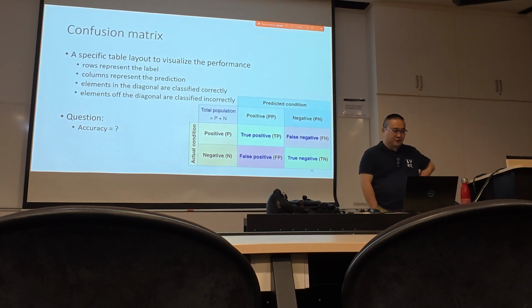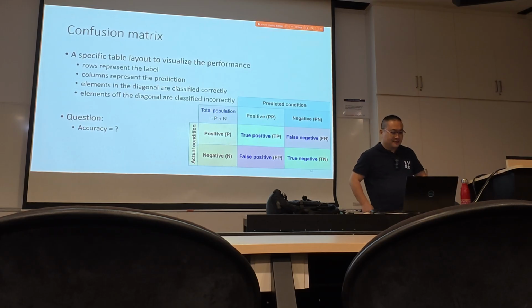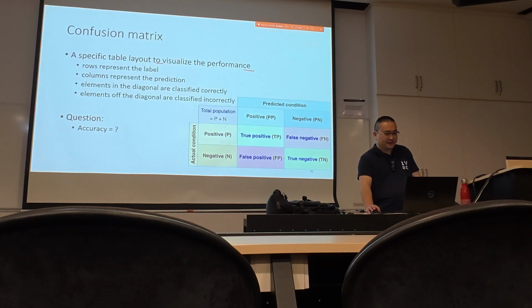And we have already talked about the confusion matrix just 1 hour ago, so we evaluate the performance of the model. So here, let's look at the specific definition of a confusion matrix. A confusion matrix is a specific table layout to visualize the performance. The rows represent the labels, and the columns represent the predictions. So here we can see an example of a confusion matrix.